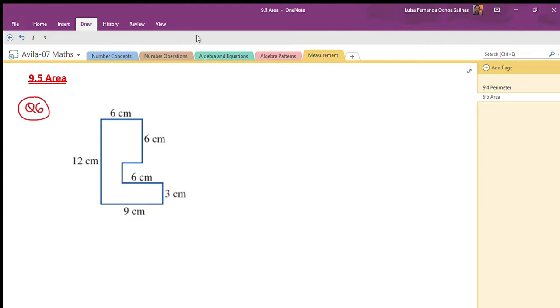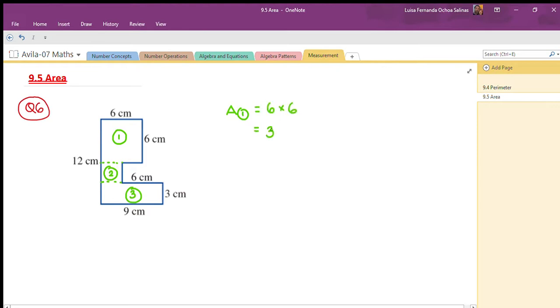So I'm going to do it with green. I'm going to split this shape into 3 different shapes. So I have here my first one. I'm going to call it shape 1, shape 2, and then shape 3. Okay, fantastic. So if I find the area of 1, that's quite simple because I know that this one is going to be a square of 6 centimeters, 6 centimeters length and width. So the area for shape 1 is going to be 6 times 6, which is equal to 36 centimeters square.